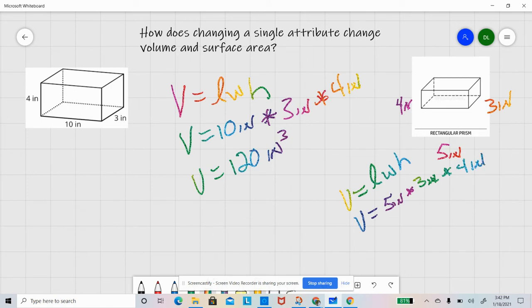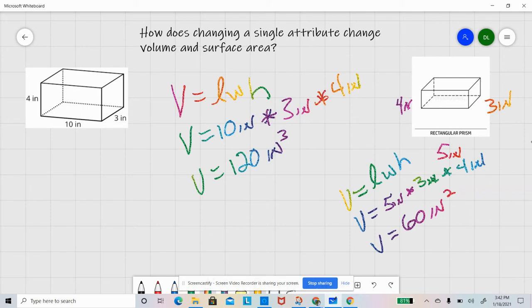Okay, so what's happened? All we did was we took the rectangular prism and we changed one reading for it. So now what do we get? Well, 5 times 3 is 15. 15 times 4 is 60. So we end up with 60 inches cubed. And wait, now take a look at that. Volume did exactly what I did to that single attribute. I cut the attribute in half. What happened? I ended up with half the volume.